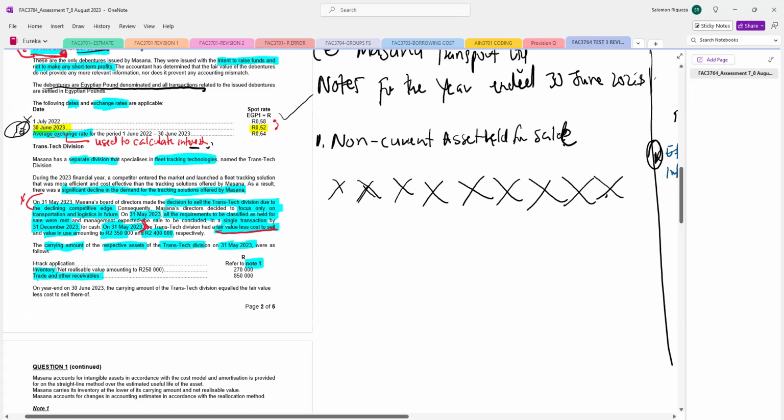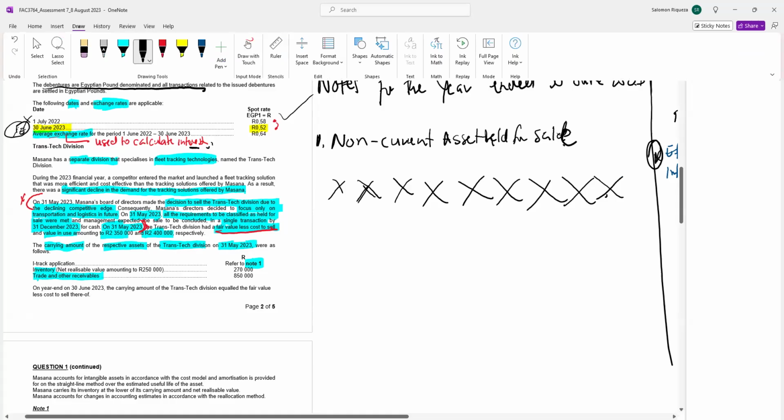On the 31st May 2023, Masana's board of directors made the decision to sell the Transtech division due to the declining competitive edge. Consequently, Masana's directors decided to focus on, you can even leave that one out. We don't need that one. On the 31st May 2023, all the requirements to be classified as held for sale were met, and management expected the sale to be concluded in a single transaction on the 31st December for cash. Done.